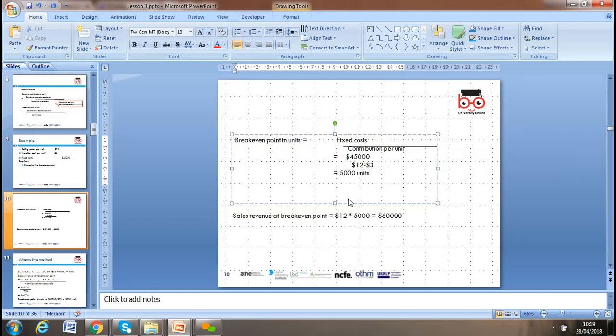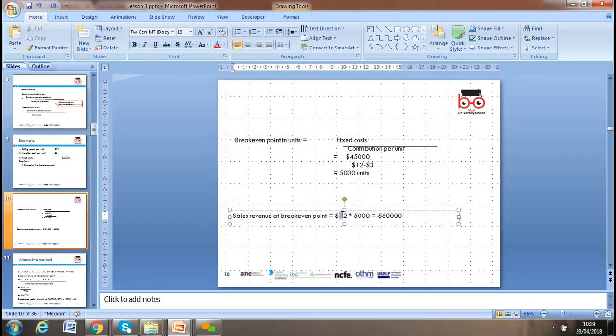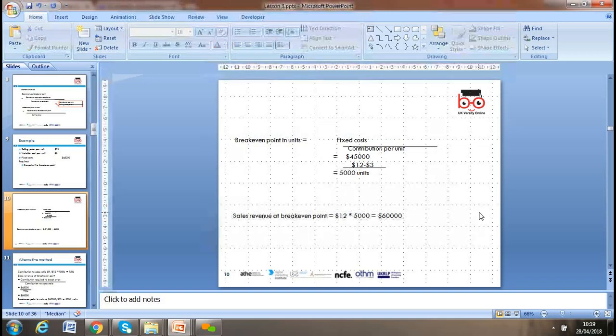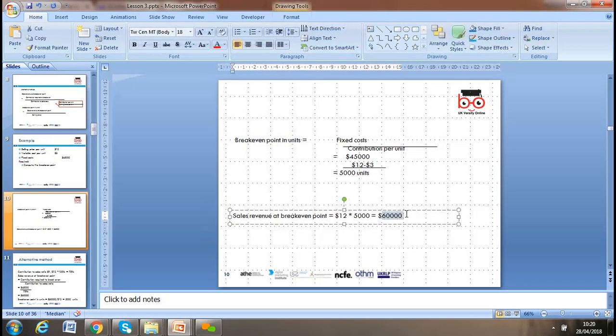Okay, next now, at 5,000 units, what will be the value of the sales? Because our selling price is 12 times 5,000 units, our revenue will be 60,000 worth of sales. If we do 60,000 worth of sales, we will be at break-even.